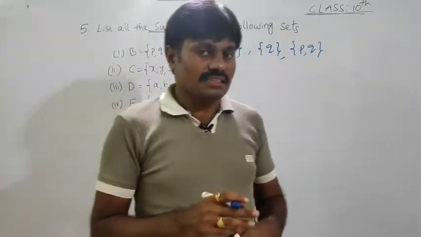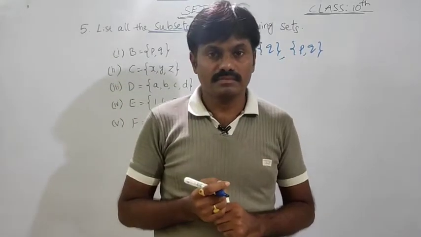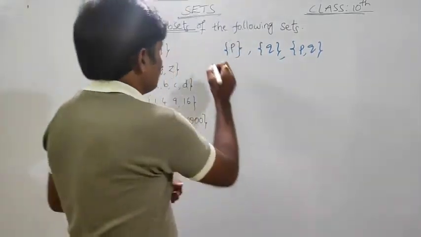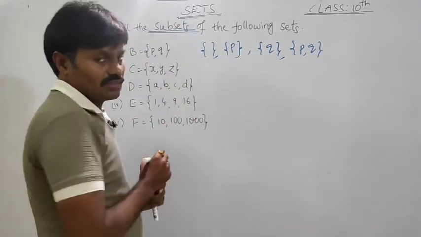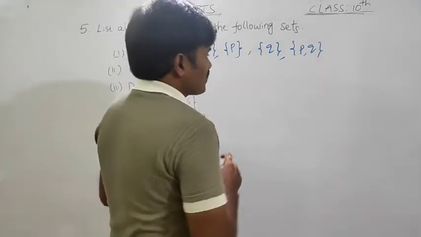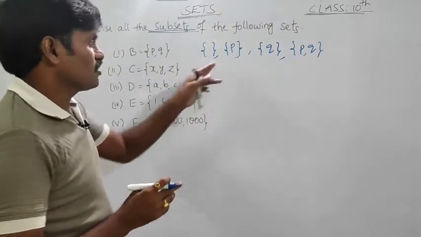Is there any other set that is a subset of the set B? Yes, that is the null set. Empty braces, or we can use the symbol phi. Okay. So in total how many subsets have I got? Here 4 subsets I have got.